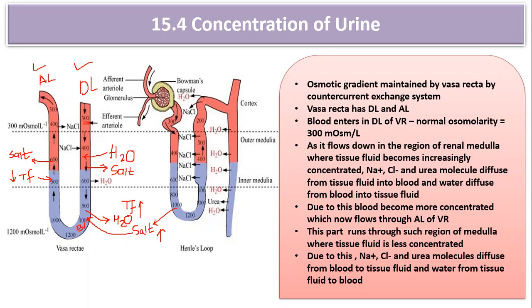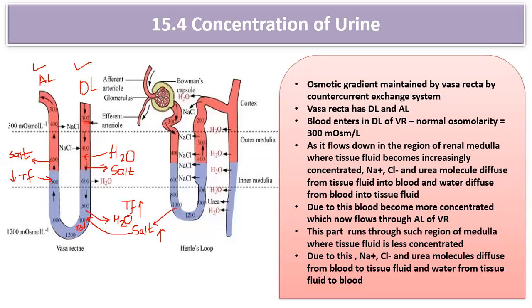Loops of Henle are longer in the case of desert animals like the camel. So due to this, the camel excretes concentrated urine. Always remember, so as to reabsorb maximum water, the Henle's loop is longer in the case of desert animals, and that's why the camel can excrete highly concentrated urine. So this is all about the concentration of urine.